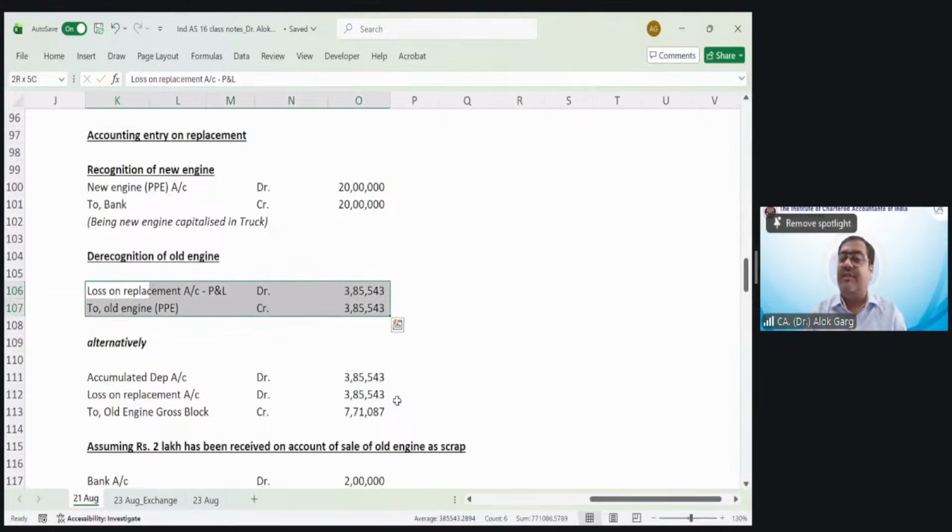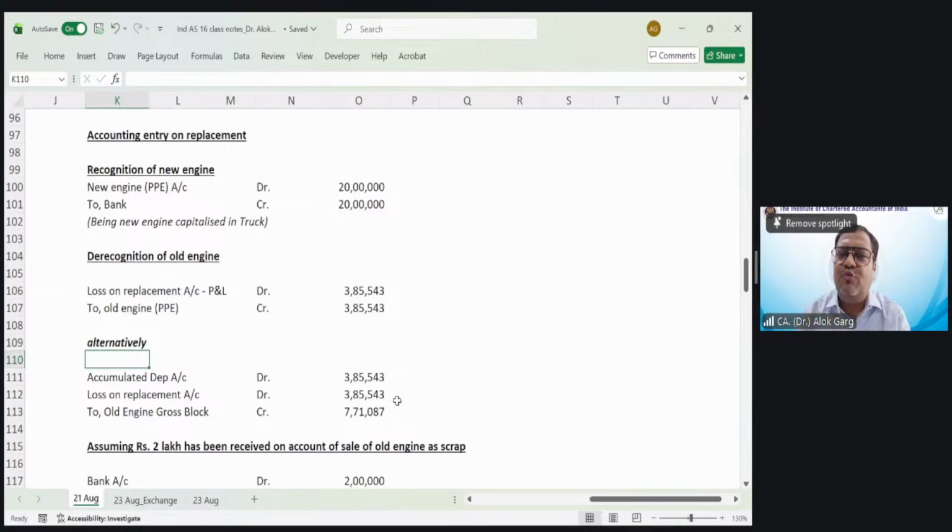Any challenge, my dear friends, in this question? Is it clear? I need confirmation from everyone. Now, sir, you debited the entire WDV of the engine as a loss on replacement. Sir, the engine is a metal part, and of course, if you sell it as scrap, you will get something. For example, 2 lakh rupees has been received on account of sale of old engine as scrap.